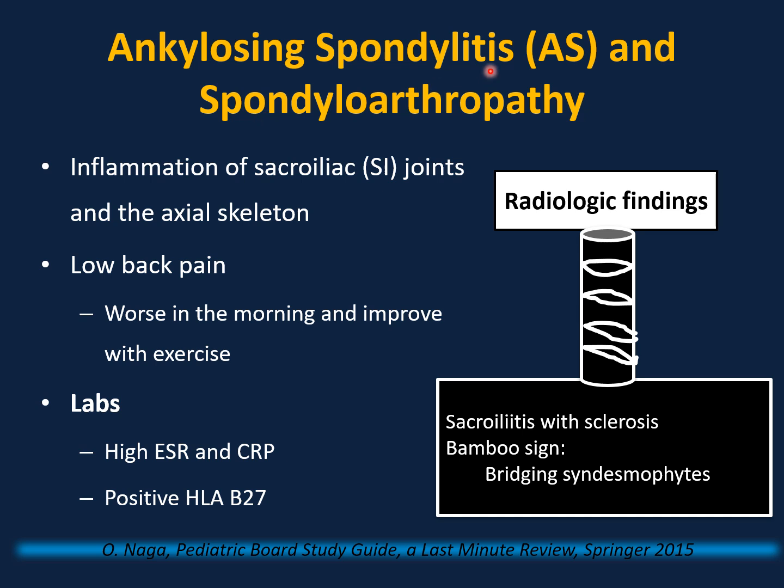Ankylosing spondylitis and spondyloarthropathy is inflammation of the sacroiliac joints and the axial spine. The classic presentation: low back pain, worse in the morning and improved with exercise. Labs: high ESR and CRP, which usually correlates with disease activity. Positive HLA-B27 in most of the cases.